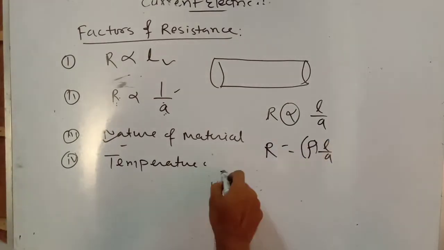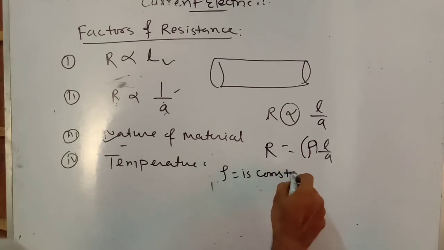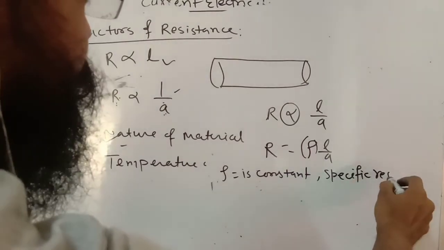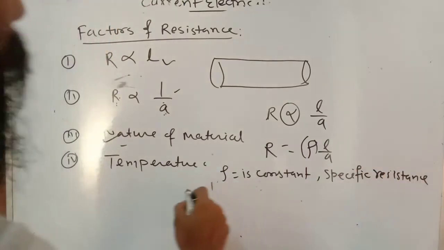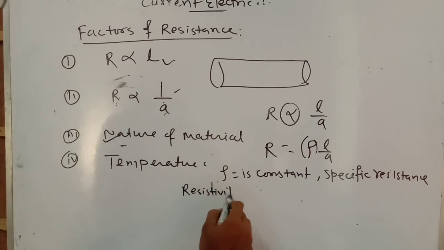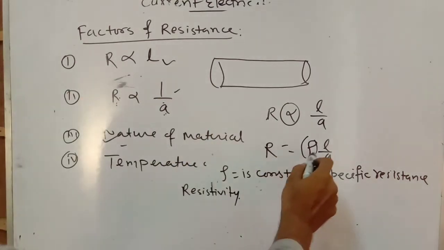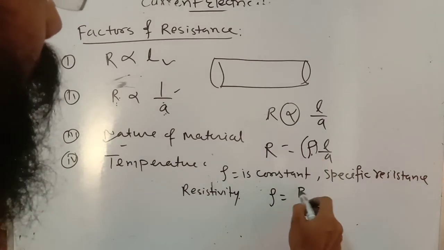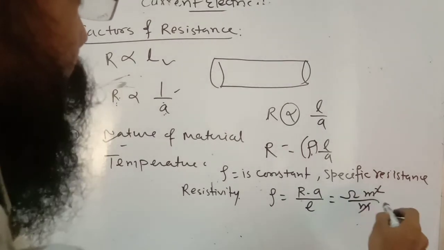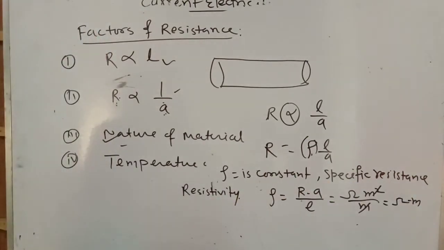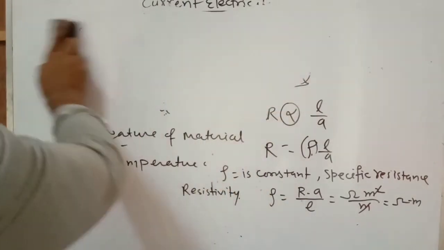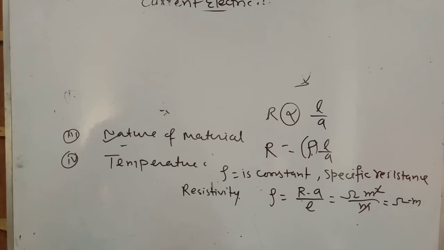This rho is a constant and it is called specific resistance. It is also called resistivity. So what is the SI unit of resistivity? You can write from here rho equals R into A by L. So that means ohm meter square divided by meter. The meter cancels, so it is ohm meter. This is the resistivity unit, ohm meter.